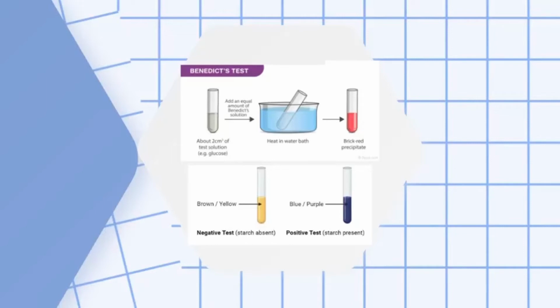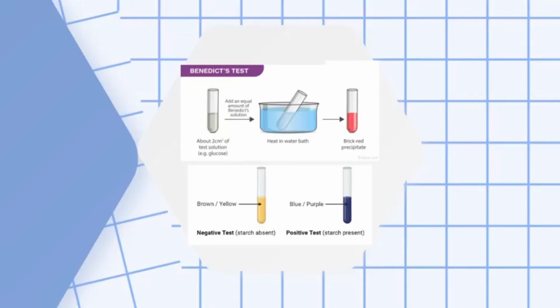Another test used is the iodine test for starch. In this test, you add a few drops of iodine solution to the food you are testing. If starch is present in the food, the iodine will turn blue-black.